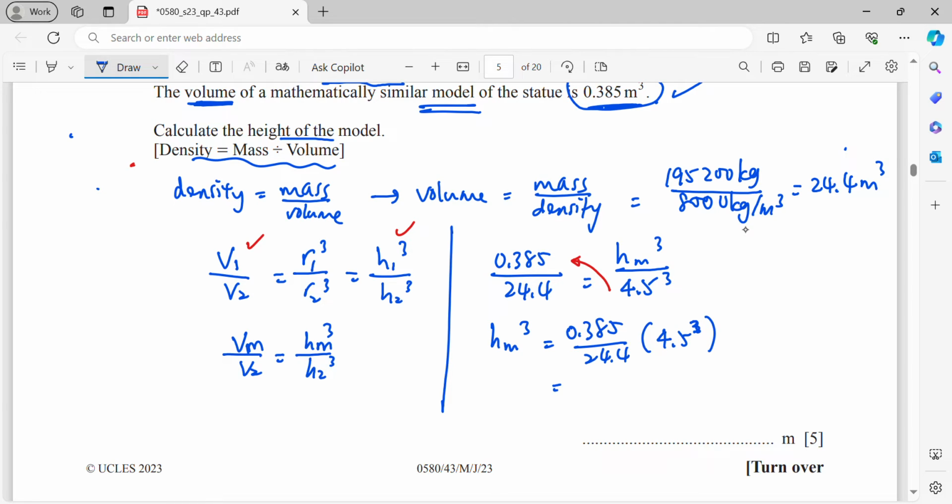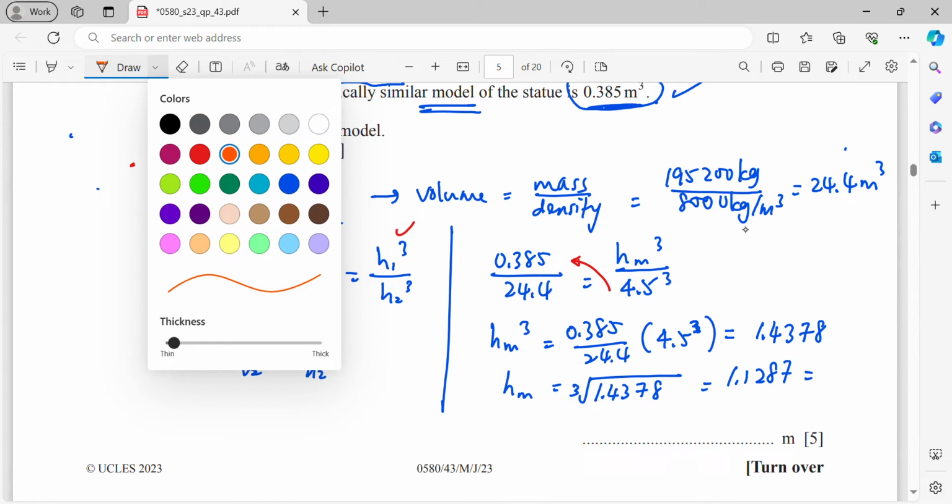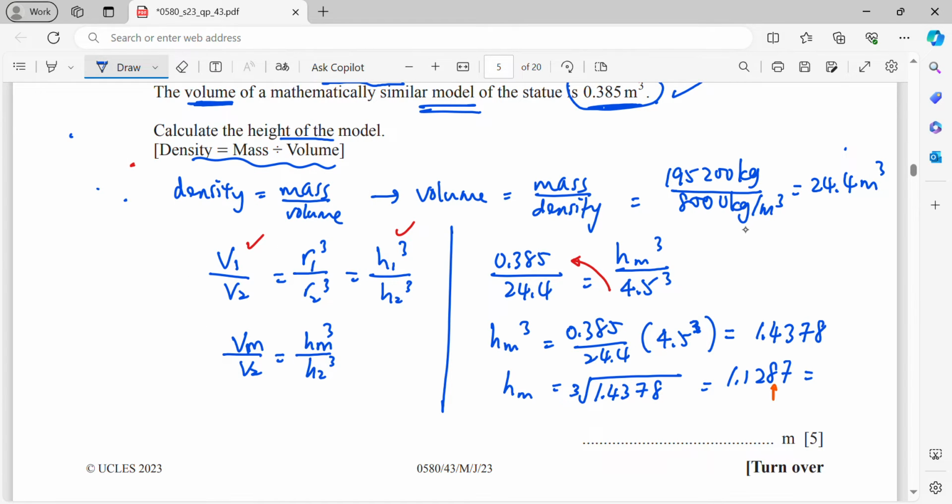Then this is going to be 1.4378. And now we need to find the height of the model, so just HM is the cube root of the value. At last, you will be getting 1.1287. Now we round to 3 significant figures by looking at the fourth significant figure. 1, 2, 3, 4. The fourth is 8, which is greater than 5. Therefore, round up the 2 and you will be getting 1.13. So that's the solution of this question.